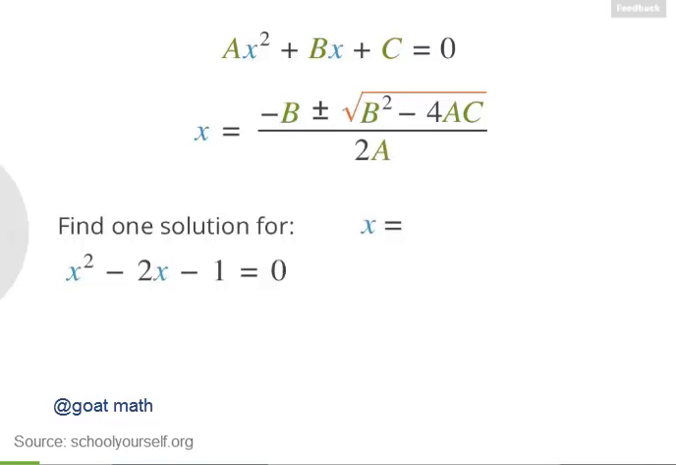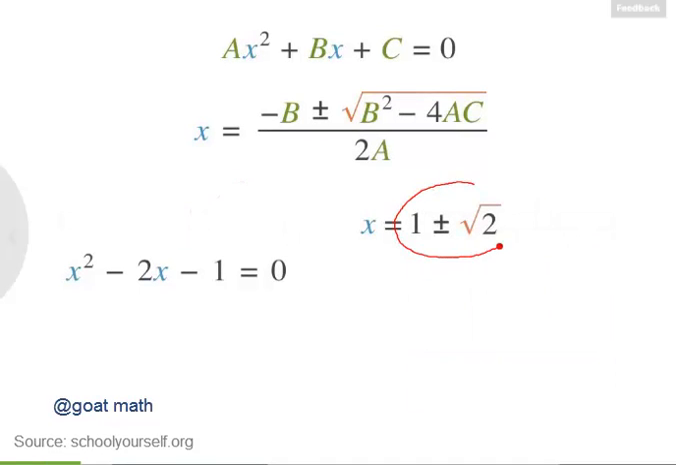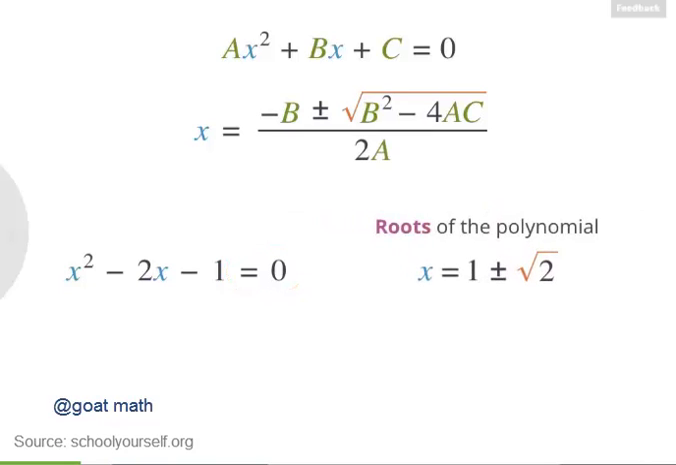So try using the quadratic formula to find one of the solutions to this quadratic equation, x squared minus 2x minus 1 equals 0. Excellent, so the two solutions to this quadratic are 1 plus or minus the square root of 2. Values of x like these, where a polynomial equals 0, are also known as the roots of the polynomial. Next, let's see what this means graphically.